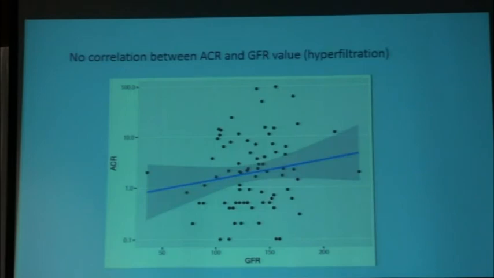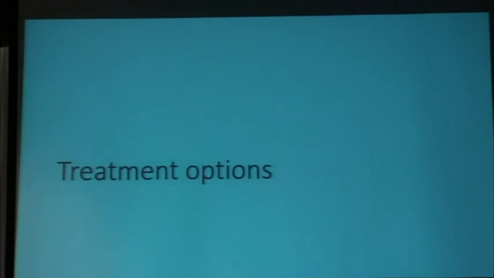So this was the one where we tried to correlate albuminuria and GFR, and there was no very clear correlation, although there was a trend going upwards. So obviously in terms of the treatment option, what is the role of hydroxycarbamide?